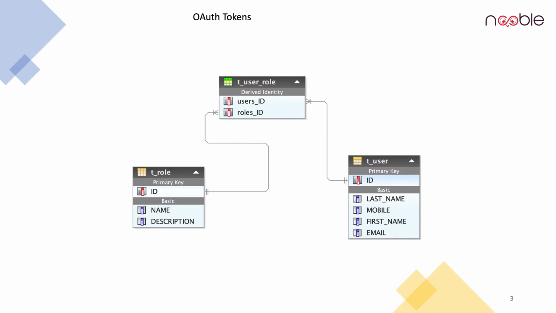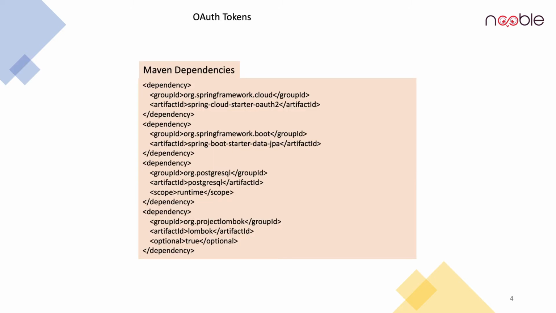You can see the default creation of Hibernate. It gives us a mapping table t_user_role, and we have both the tables user and role. That's how we'll get the tables created in the database. You can add the following Maven dependencies to the POM file. We'll start with Spring Cloud, Starter OAuth2, Data JPA, PostgreSQL, and the project Lombok. That's what we'll be adding to the Maven dependencies.